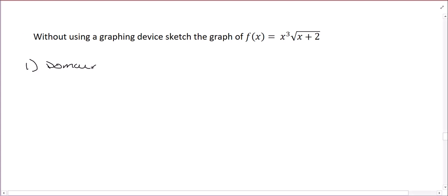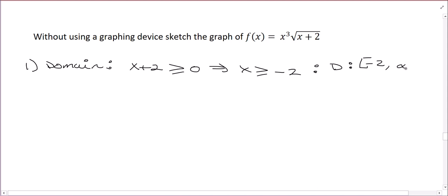In here I can see right away that we have a radical, a square root. So we want to make sure that the stuff inside the radical is not negative. So let's find the domain. That means we want x plus 2 to be greater than or equal to 0, which means that we want x to be greater than or equal to negative 2. So our domain then is the interval from negative 2, including negative 2, all the way to infinity. So that becomes our domain.